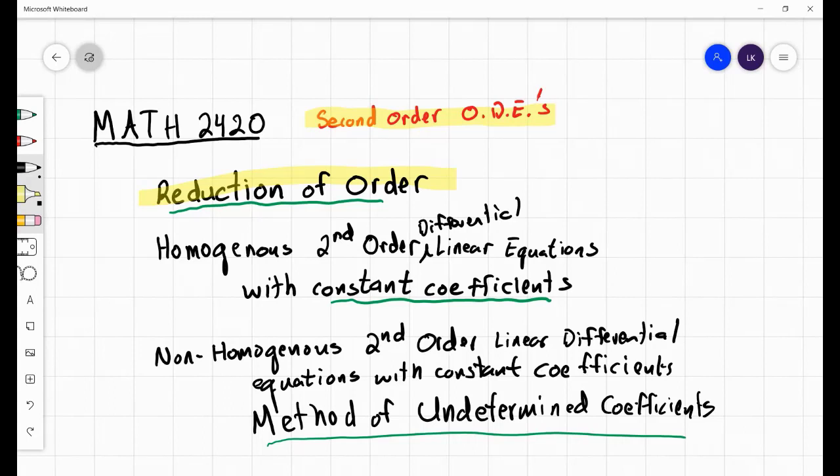We'll look at homogeneous second-order differential equations that have constant coefficients, and then we'll look at certain non-homogeneous second-order equations with constant coefficients, and we'll look at the method of undetermined coefficients to find a particular solution.